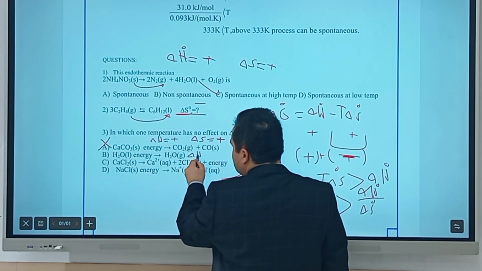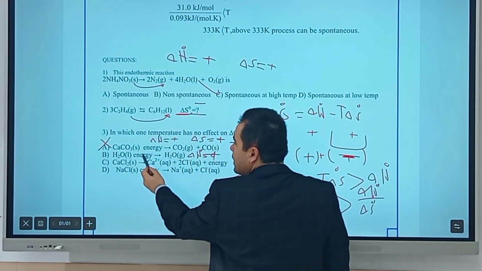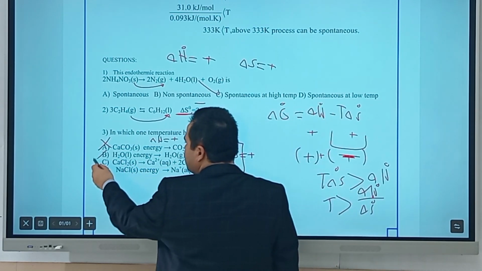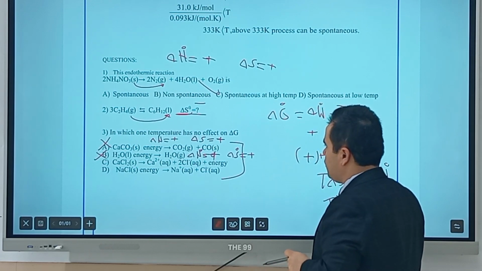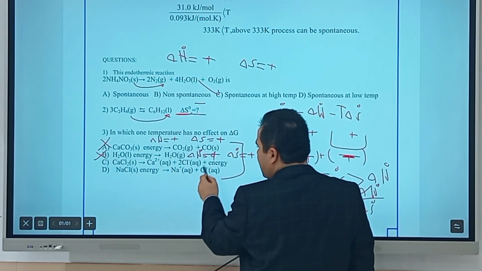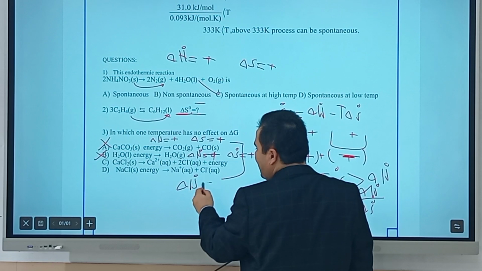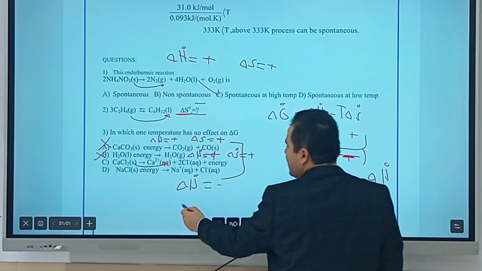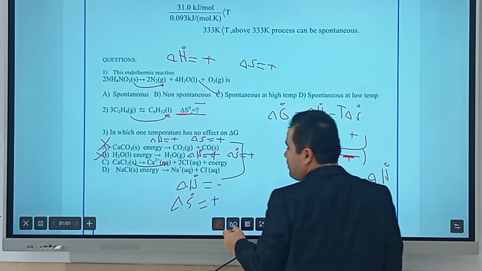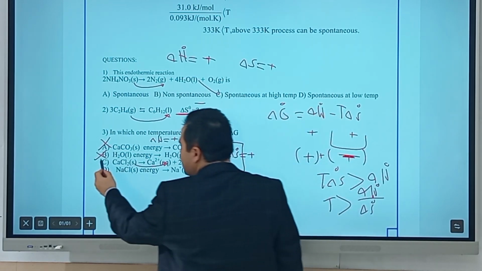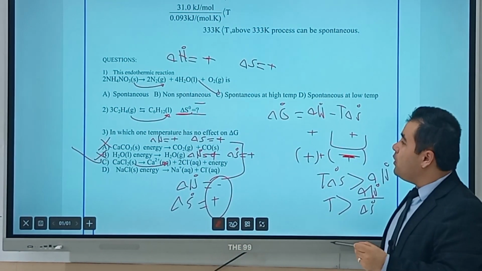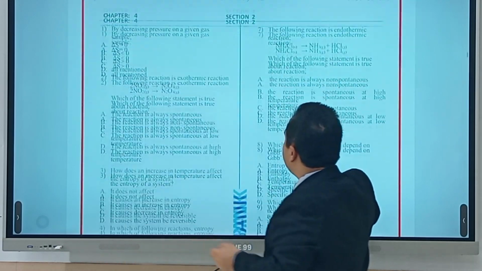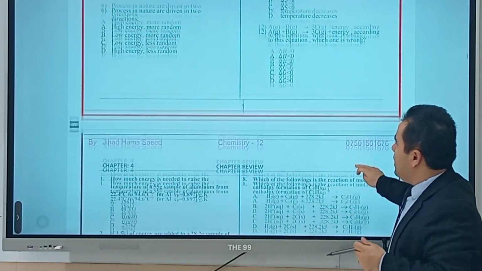The second, delta H is positive. Liquid goes to gas, delta S is positive. So again, it's not correct. Why? Because both signs are positive. Here, the third one, delta H is negative. Why? Because the energy is in the products. And the solid goes to aqueous, delta S is positive. So different signs, yes: with different signs, temperature has no effect on the Gibbs free energy. That's the end of the section, guys.